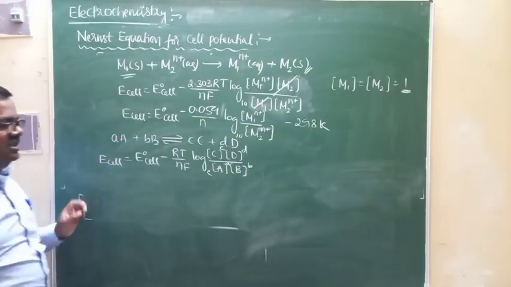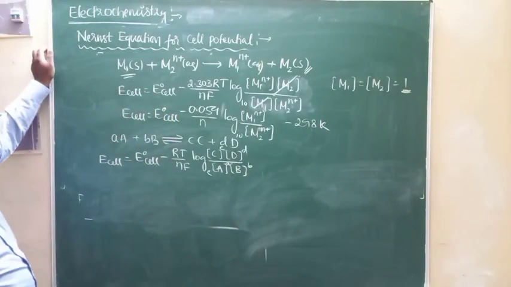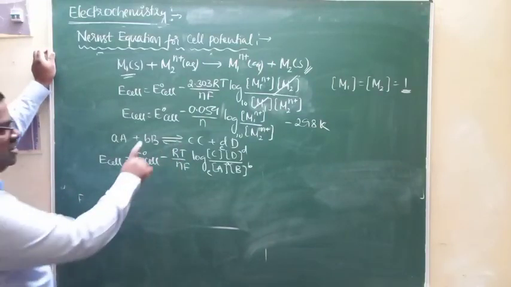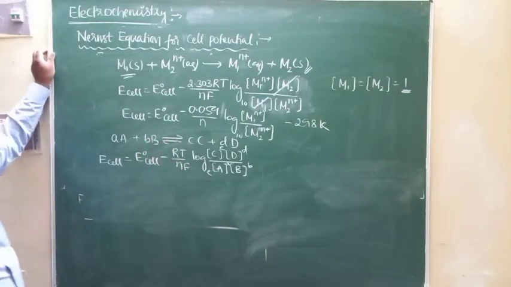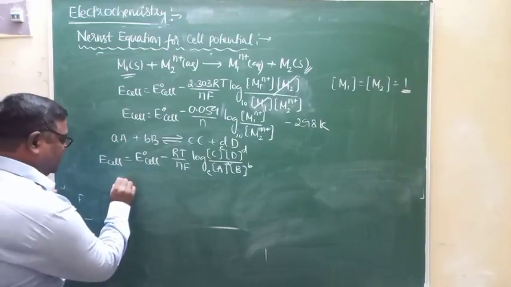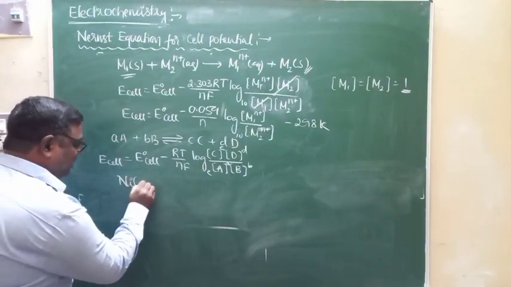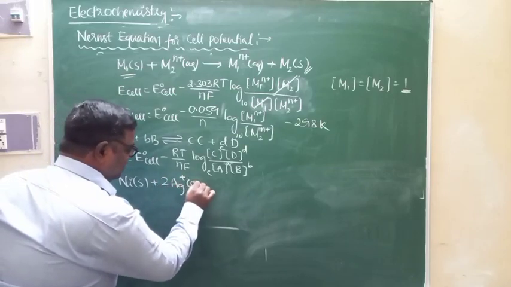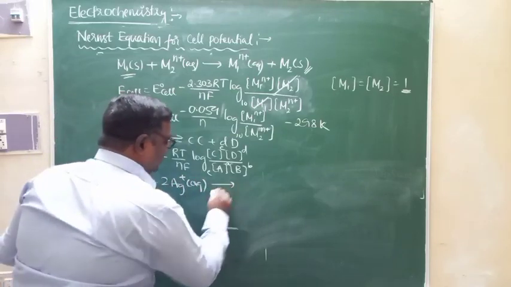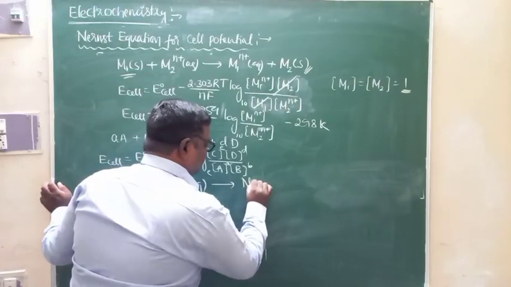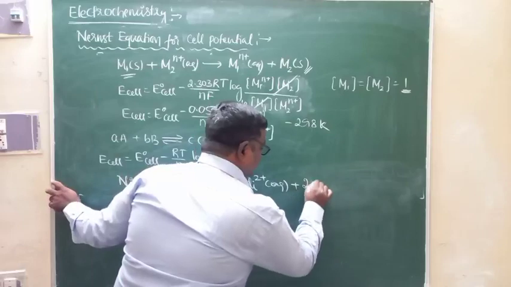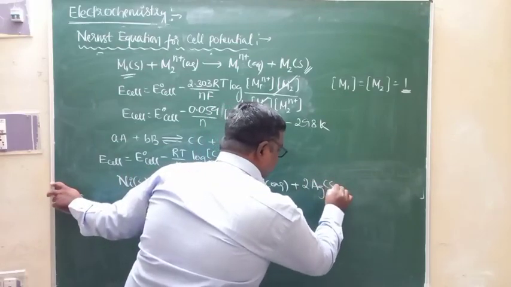This is what we call the expression for cell potential for this particular cell reaction. If I say a reaction of this type, look here, that is nickel, it is solid, that reacts with Ag plus ions, that leads to Ni2 plus ion in aqueous solution, plus 2Ag in solid state.